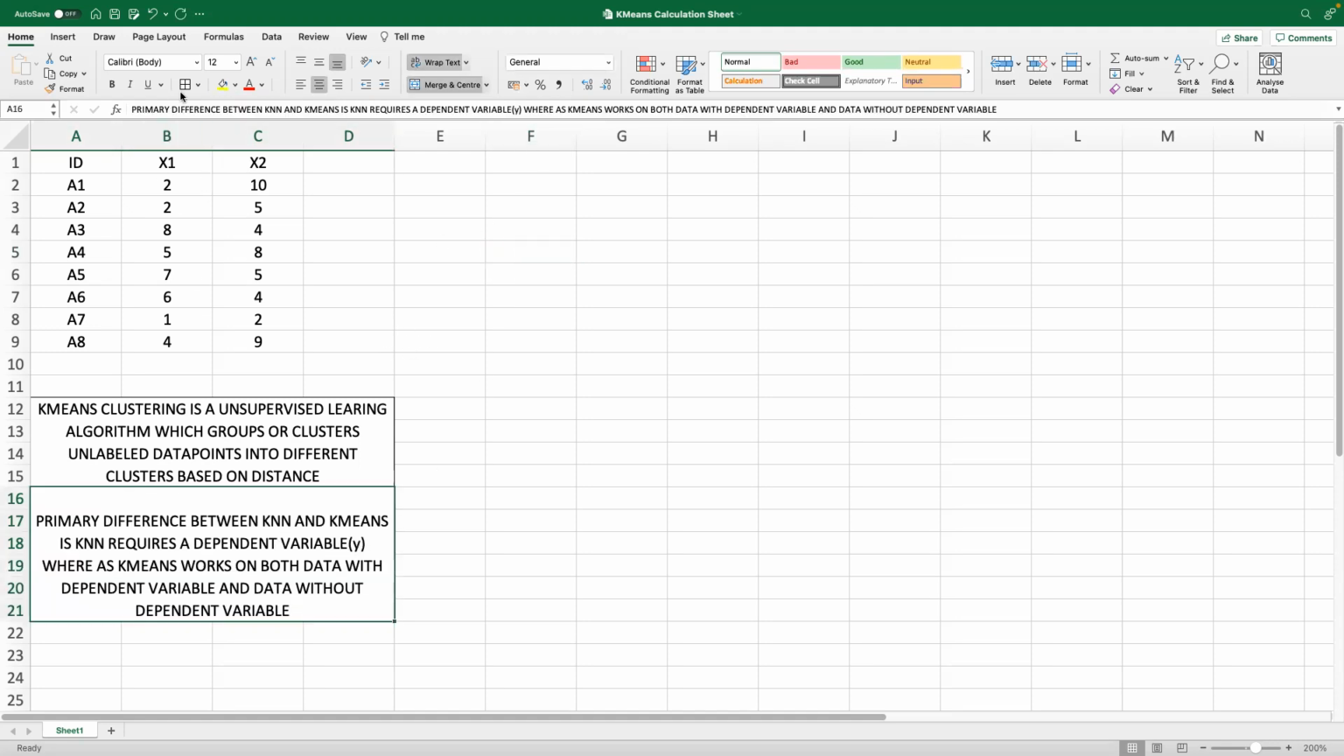So the primary difference between KNN and K-means is this. Both of them are Euclidean distance, based on distance only. KNN is also a distance-based methodology. K-means is also a distance-based methodology. KNN assigns the neighbors based on the distance. Here also, based on the distance between the centroid and the labeled or unlabeled point, it will allocate the cluster.